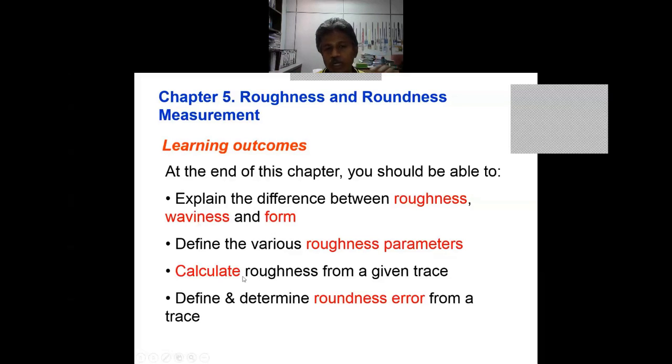I'll give you a small activity. If you are given a trace, a graph, a line drawing taken from the profile, you should be able to calculate the roughness parameter from the trace. The last part that you're going to learn will be how to define roundness and how to determine roundness error from a trace. Again, you'll be given a trace, and you are asked to find the roundness value.